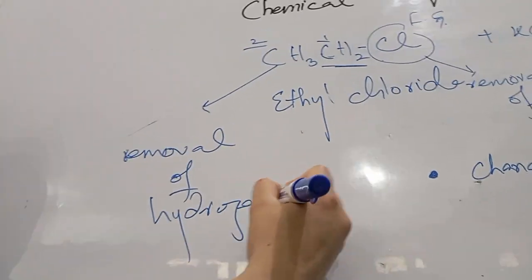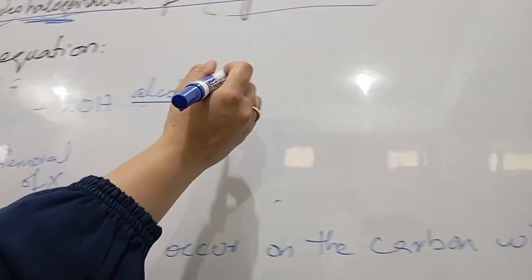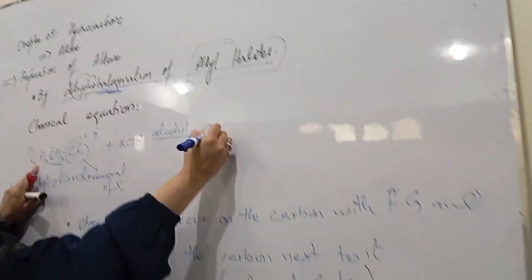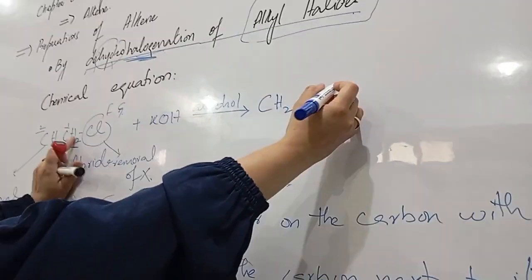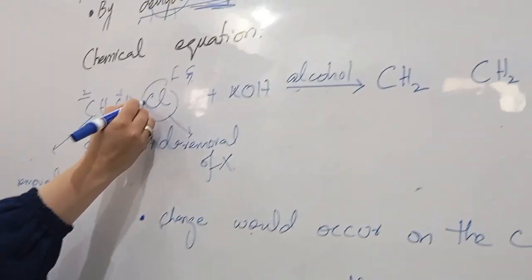Done? If this is clear, let's move on and write down the product. So from carbon number 1, for example, one hydrogen is removed, so from CH3 it would become CH2, and from carbon number 2, which is removing its chlorine, it would also remain as CH2. Now what is happening here?